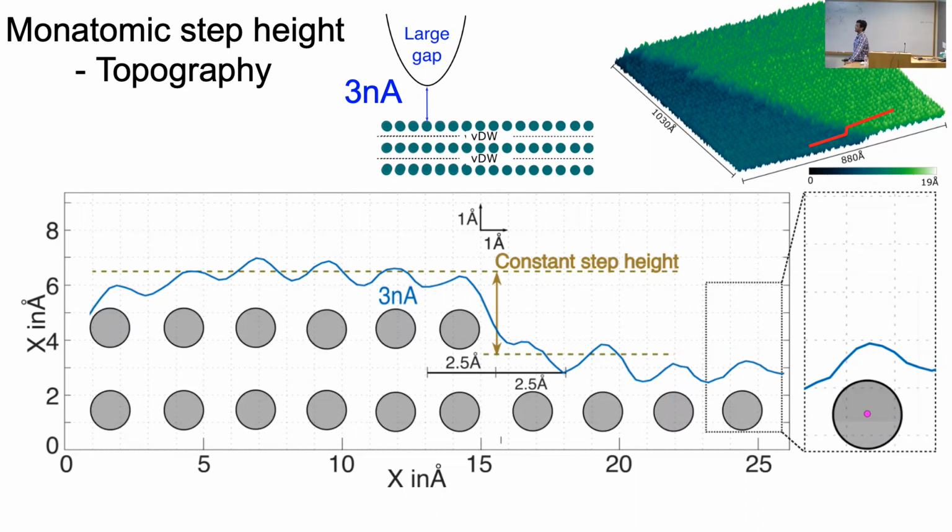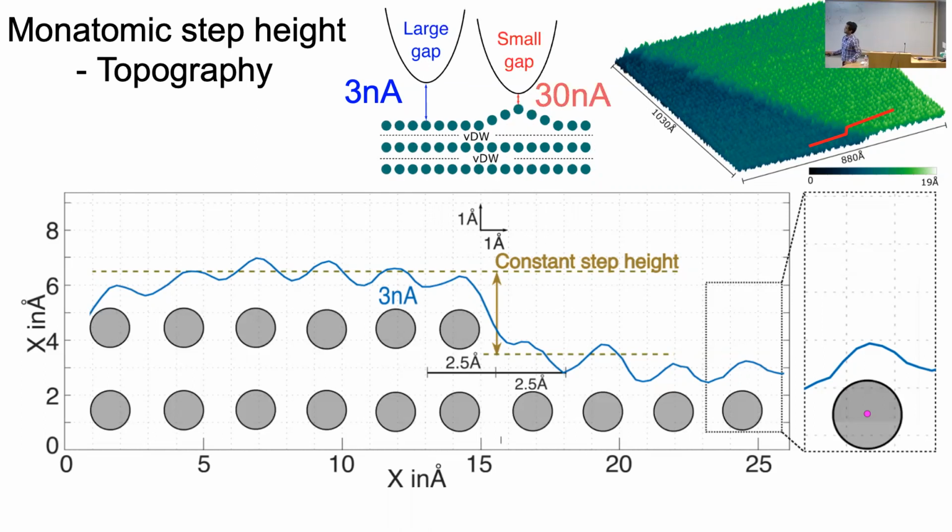I also want to point out that everything here we are drawing up to scale: 1 angstrom on the right axis, 1 angstrom on the left axis. So now let's bring the tip closer to the surface, and we can do that by increasing the tunneling current. On increasing the tunneling current from 3 to, let's say, 30 nanoamps, the tip comes closer to the surface, and let's observe how the topography is going to change.